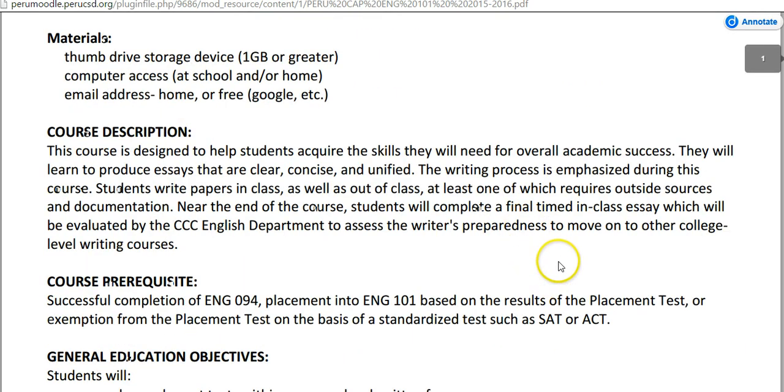This course is designed to help students acquire the skills they will need for overall academic success. They will learn to produce essays that are clear, concise, and unified. The writing process is emphasized during this course.